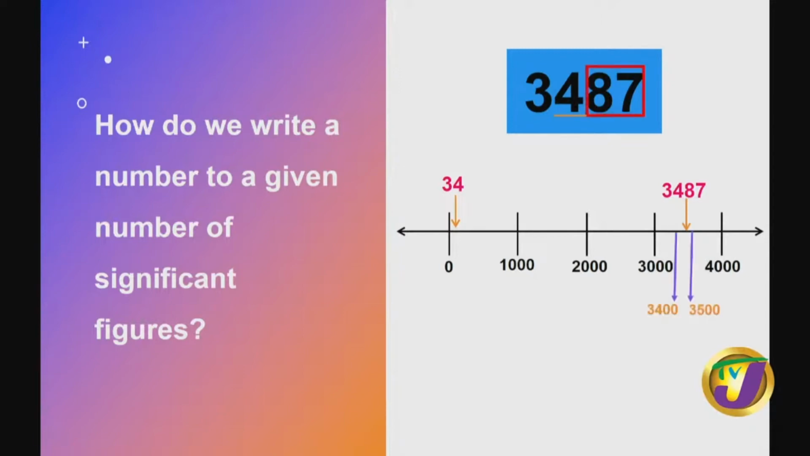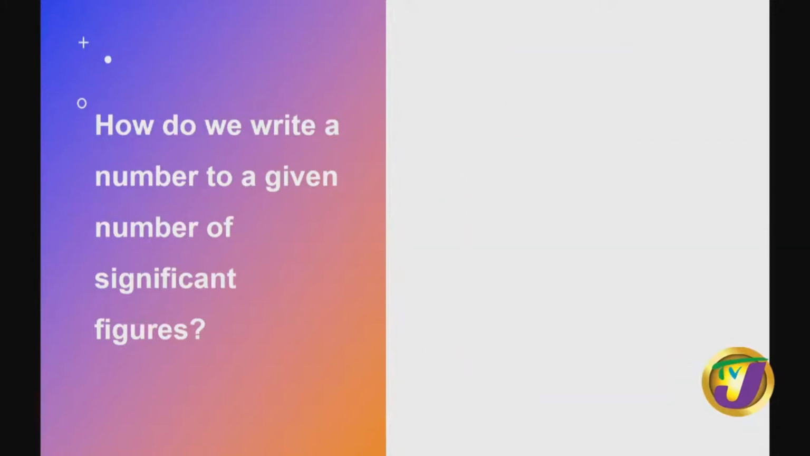Good. Now, looking at the 87, 87 is closest to what hundred? Well, the entire 3,487, based on the number line, would be closer to 3,500. That is correct. And then the 2 zeros at the end would not be significant, because these are trailing zeros. So that means that 3,487 written to two significant figures is 3,500. All right, I think I'm getting the hang of it.